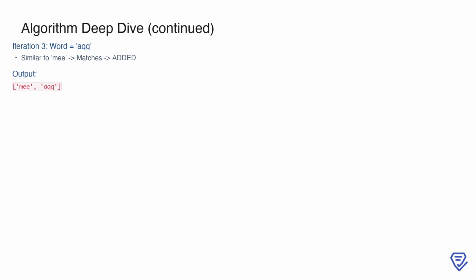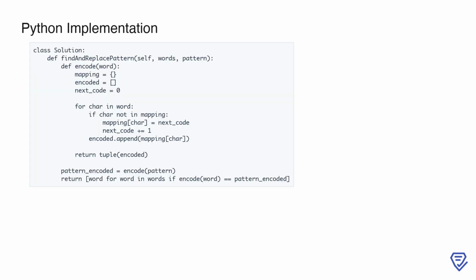list. By ensuring a one-to-one mapping and leveraging early termination, this approach provides a clear and efficient solution to the problem. This implementation solves the find and replace pattern problem by encoding both the pattern and each word in the list using a bijective mapping. The encode function generates a unique encoding for a string by assigning consecutive integers to its characters as they are encountered. This ensures that strings with the same substitution pattern produce identical encodings.